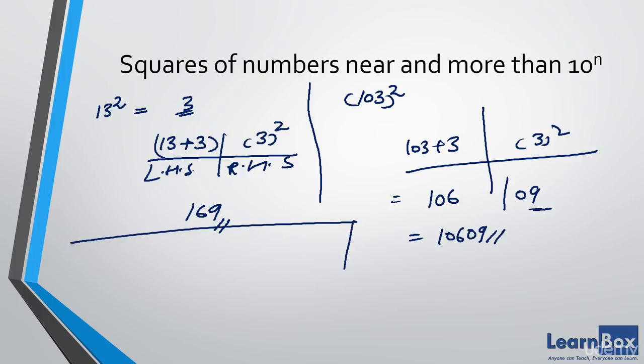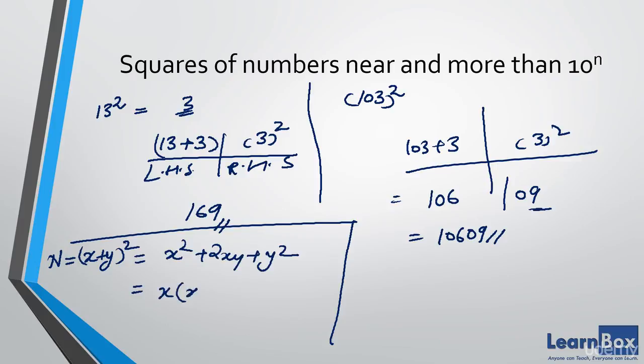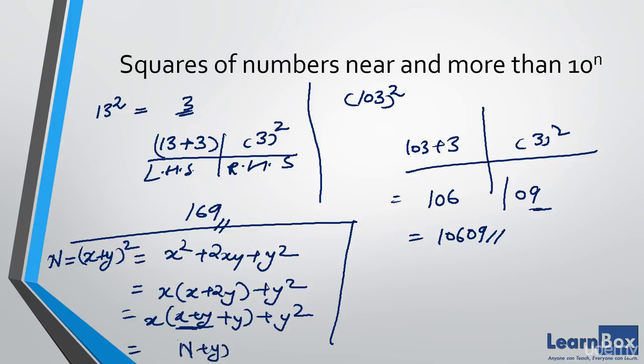Now let's quickly prove this method also. There we were writing a number as x minus y, but here we'll write the number as x plus y, since the number is more than the base. So this becomes x square plus 2xy plus y square, which is x into (x plus 2y) plus y square, which is x into (x plus y) plus y plus y square. Now you notice this is the number, so we can write this as number plus y in the LHS and y square in the RHS, hence proved.